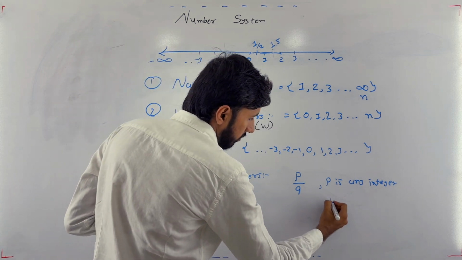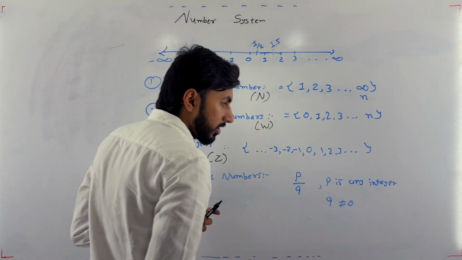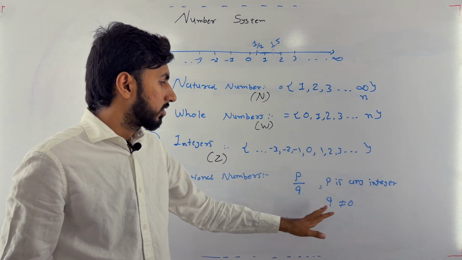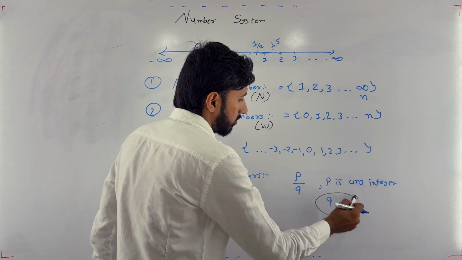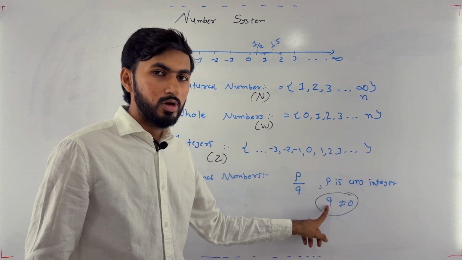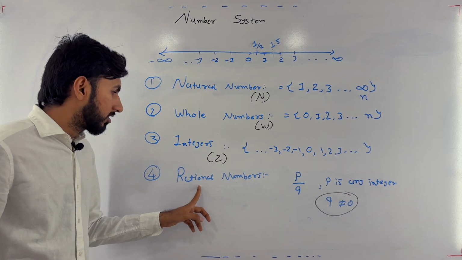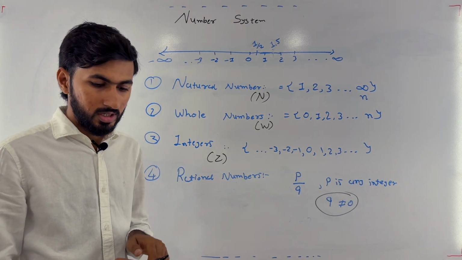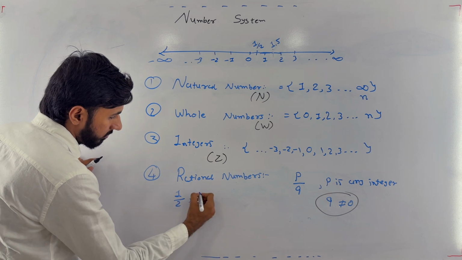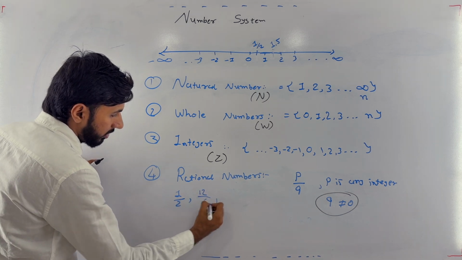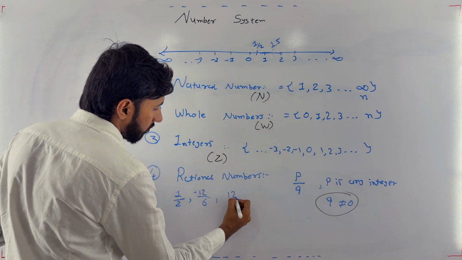And what is q? q is any integer apart from 0. So we can write it as q does not equal 0. This is the condition you have to remember to identify whether a number is a rational number or not. Like here I will give you 4-5 examples and you will identify whether the number is a rational number or not.